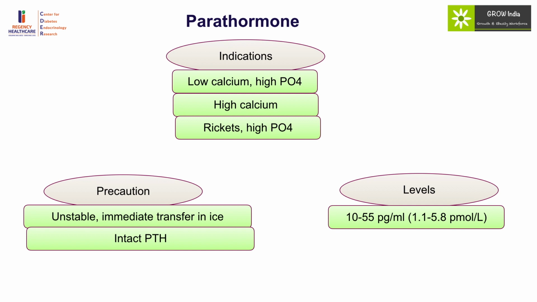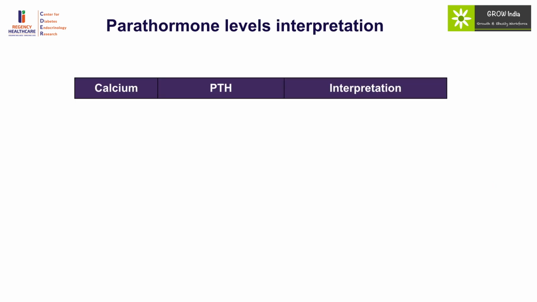The levels of PTH are 10 to 55 picograms per ml, but should always be considered in the context of calcium. So even if we have a normal PTH level in the setting of low calcium, this will be inappropriately low, and will then indicate hypoparathyroidism. Similarly, a normal PTH level in the setting of hypercalcemia will indicate hyperparathyroidism. So we should always interpret calcium and PTH levels together.